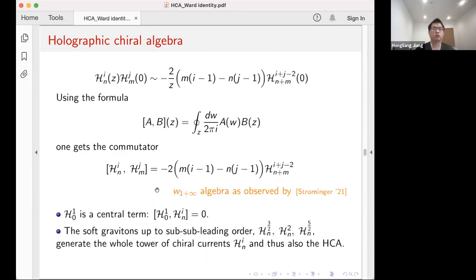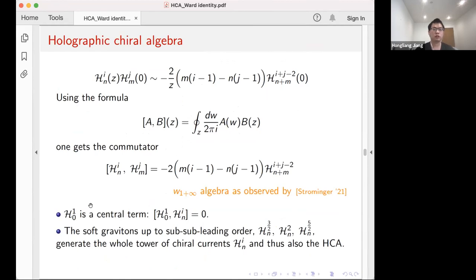So let me focus on this graviton case. If you have these two chiral graviton currents, this OPE can be converted into a commutator here, which is essentially given by the residue. And this turns out to be this W1+infinity algebra as observed by Strominger.